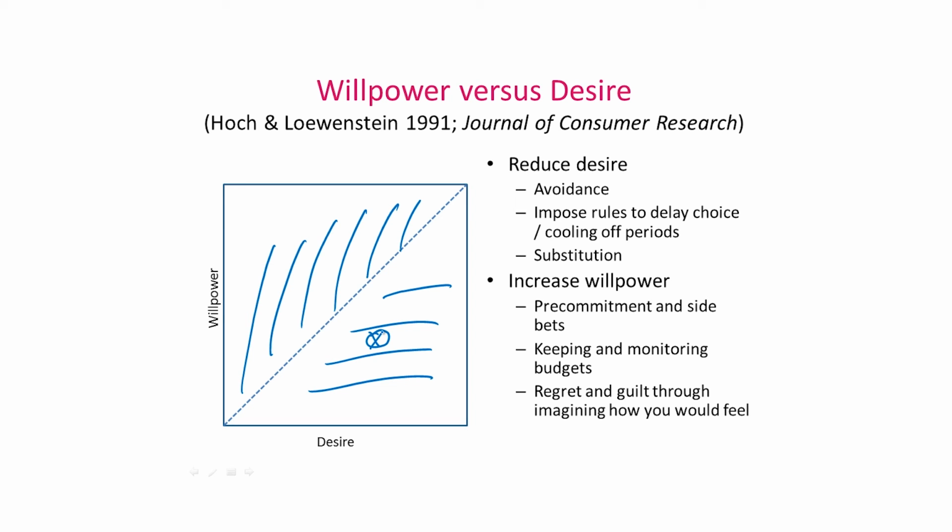We've already talked about two powerful strategies for increasing willpower. The first, pre-commitment, especially one that is backed by a public declaration, and the second is the keeping and monitoring of budgets. In addition, evoking anticipated regret at your choices is a third powerful strategy. And finally, decision points serve to both reduce desire and to increase willpower.